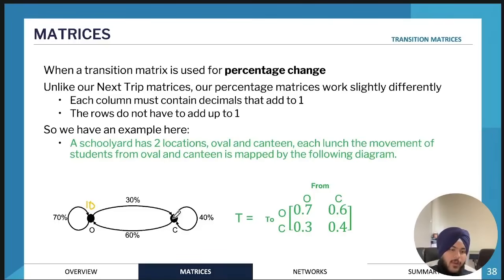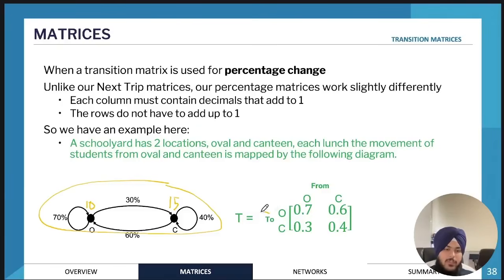And if we look at the other way around, it would be 40%. So if we had, let's just say, 15 people at the canteen today, 60% of those are going to go to the oval tomorrow, whereas 40% of them are going to stay here. That's how they'll usually depict it, using these types of diagrams. It might be 2 places, it might be 3 places. And then from there, we could convert this into a transition matrix.